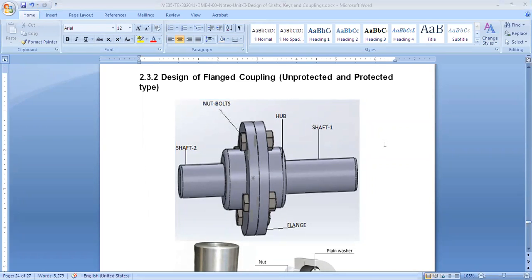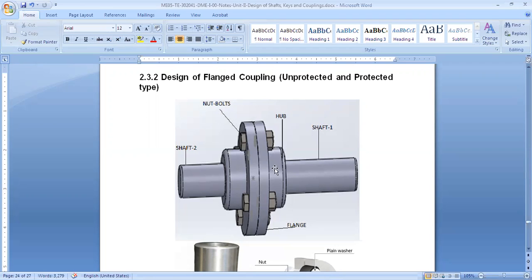So now we will do the design of a flange coupling. Now, as we said, what is a flange coupling? It's a rotating element. What is a coupling? A rotating element which will transmit power from shaft 1 to shaft 2. Now here if you see, shaft 1 is connected to shaft 2 by use of a flange coupling.